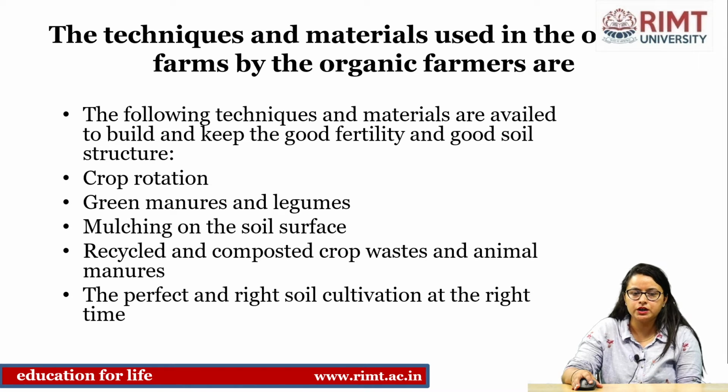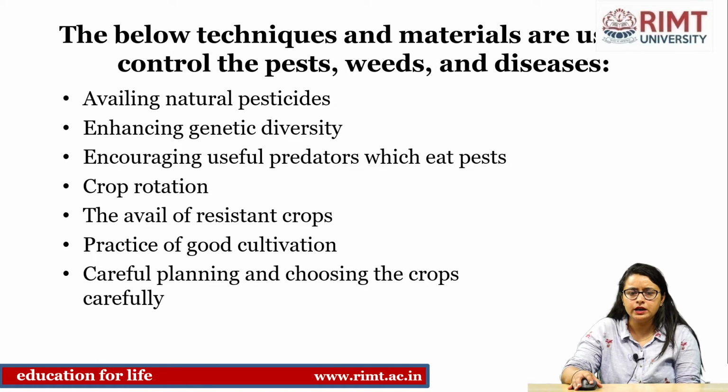These are crop rotation, green manuring and legumes, mulching on the soil surface, recycled and composted crop waste and animal manures, and perfect and right soil cultivation at the right time. The next are techniques and materials used to control pests, weeds and diseases in organic farming. This involves availing natural pesticides, enhancing genetic diversity, encouraging useful predators which eat pests, crop rotation, availability of resistant crops, practicing good cultivation, careful planning and choosing the crops carefully.